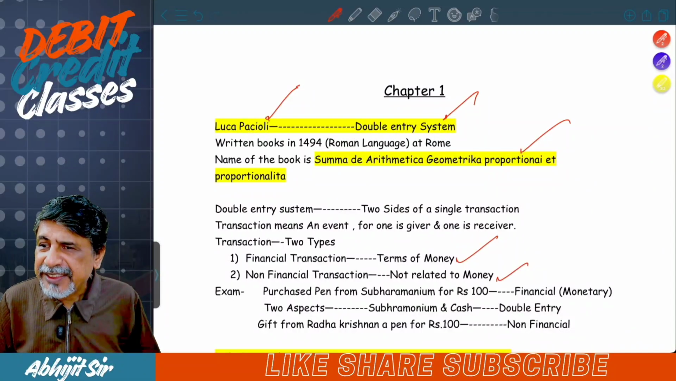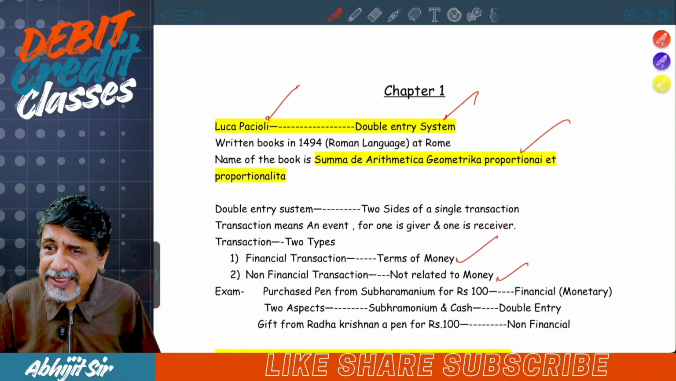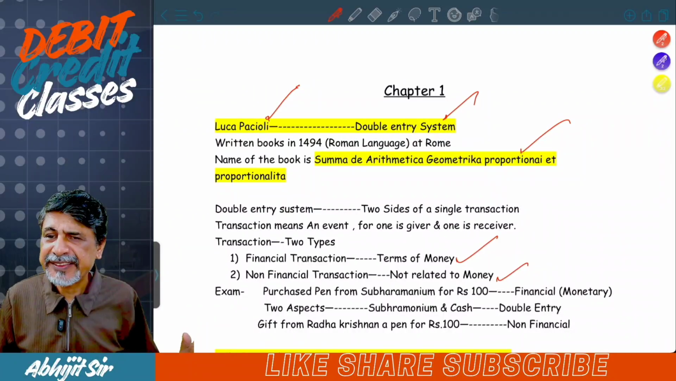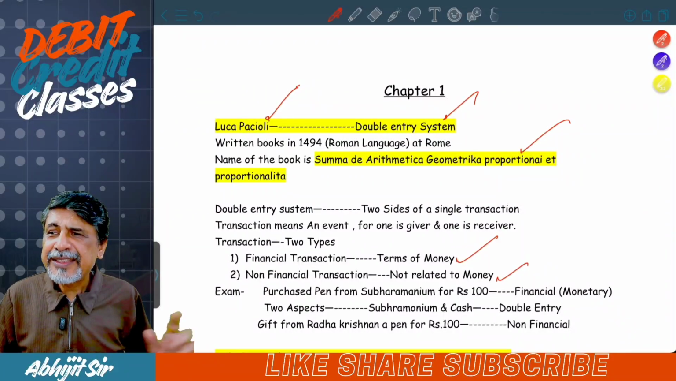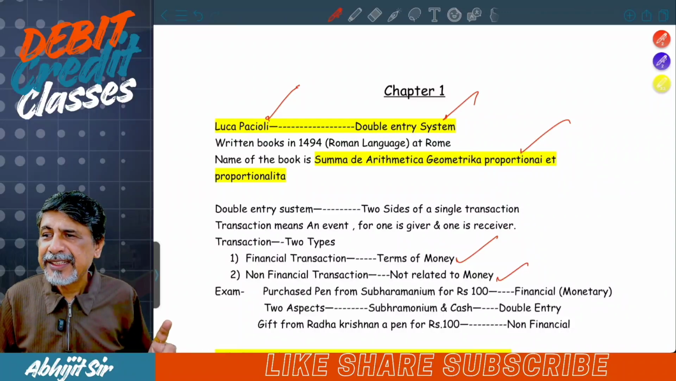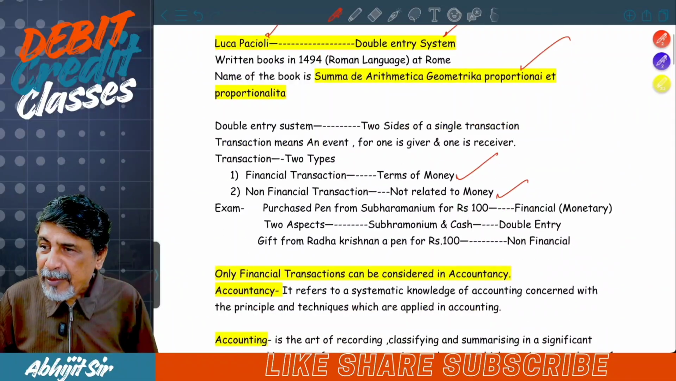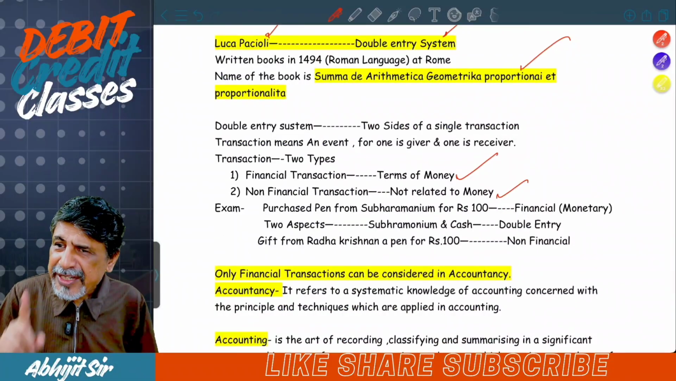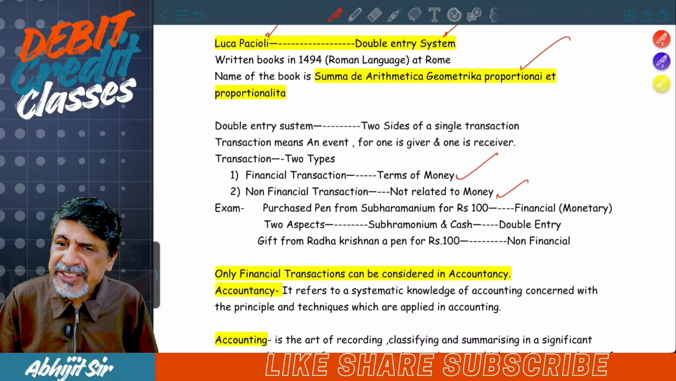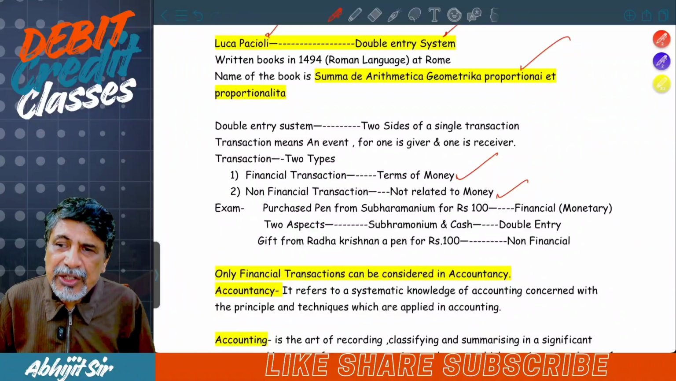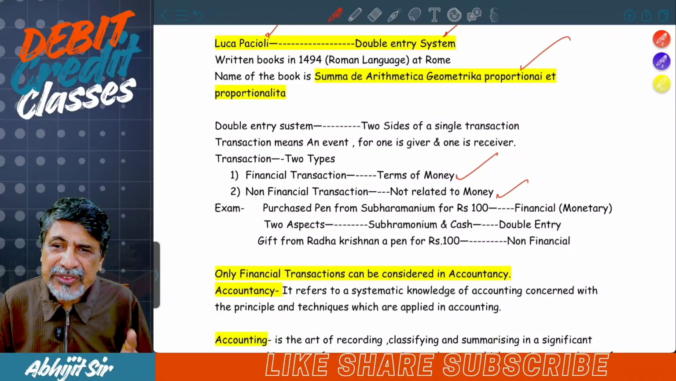And number two transaction, gift from Radhakrishnan, a pen of ₹100. Radhakrishnan received a pen as a gift. No financial transaction, no monetary transaction. This is called a non-financial transaction. Remember, only financial transactions can be considered in accountancy. When you are going to start accountancy, you should remember this.